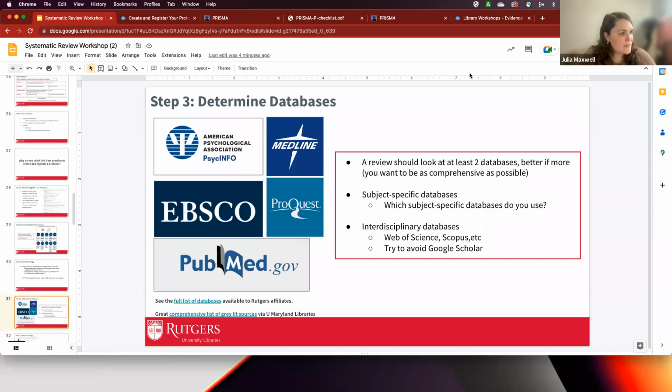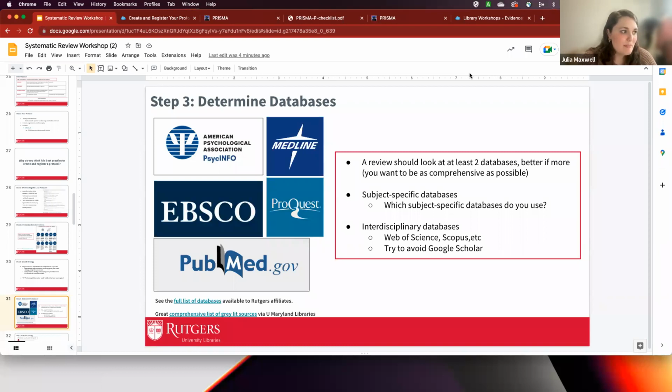The thing about using databases for your review is that it's really advantageous for that comprehensiveness piece for you to use as many databases as you can that fit your review type. So my recommendation is to hone in on the salient subject-specific databases. For instance, PsycInfo is a subject-specific database, it's behavioral health literature. PubMed is another subject-specific database.